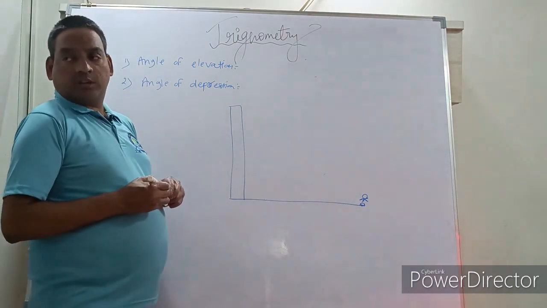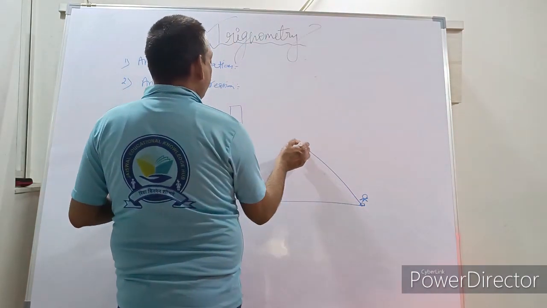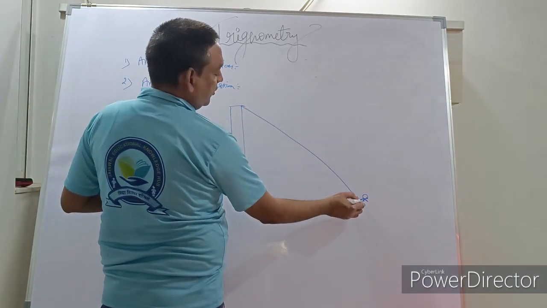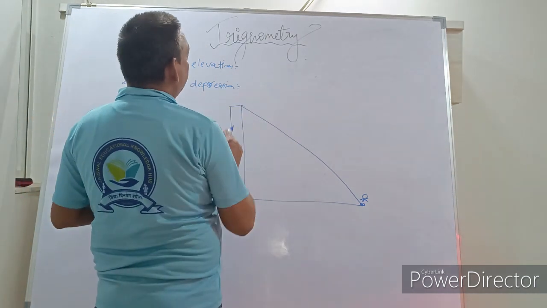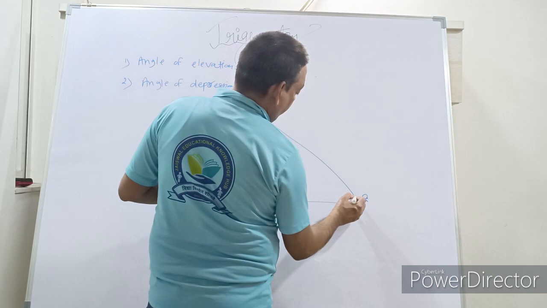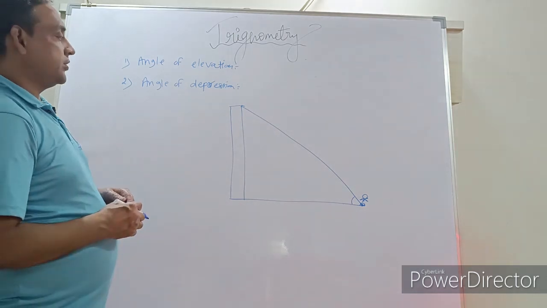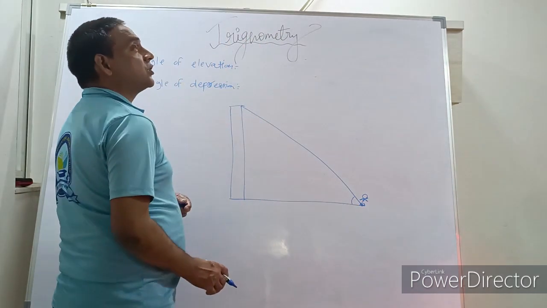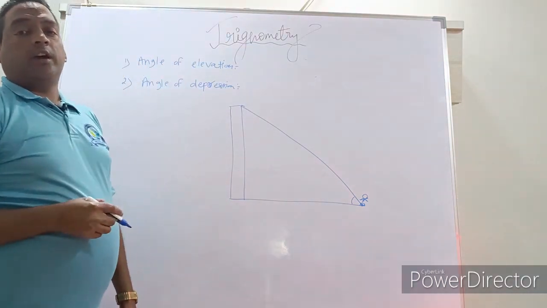If this person standing on the ground looks at the top of the building, then whatever angle is made between the ground and that line of sight is called the angle of elevation. It means if somebody is down on the ground level and is looking at something on the top, that will be the angle of elevation.